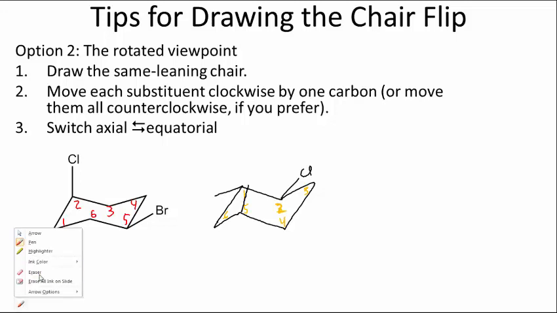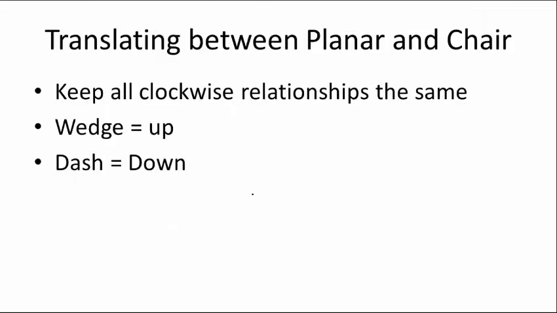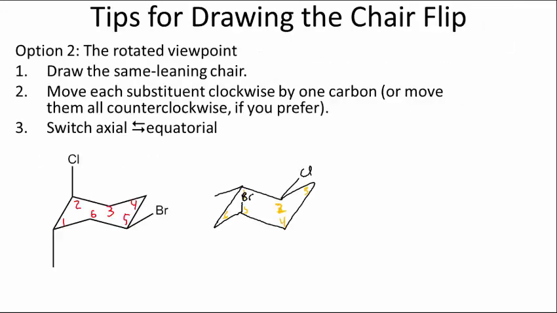I didn't give myself enough space over there, so I'm going to have to do the short axial bond and put the bromine here. Not as fancy. I definitely think the other drawing was better. But this one gets me to the same point. So those are my tips for how to draw the chair flip. Questions? All right.